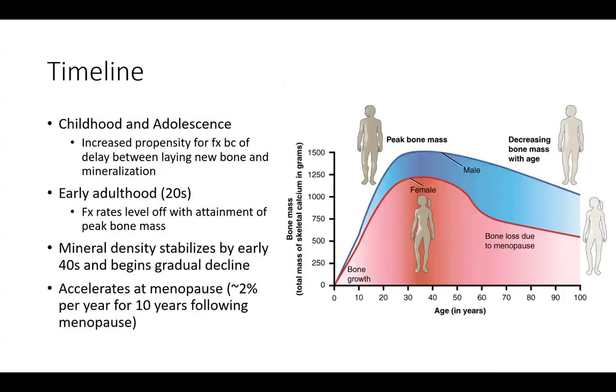So a little bit about the timeline of bone mass. In childhood and adolescence, bone mass is steadily increasing, and patients really have a propensity for fracture at this age because of a delay between laying new bone down and mineralization of that bone. In your early adulthood, about your 20s, fracture rates level off with attainment of your peak bone mass, and from there it goes downhill. Mineral density does stabilize around your early 40s and then declines, and accelerates at menopause, and you can lose about 2% a year for 10 years after menopause.